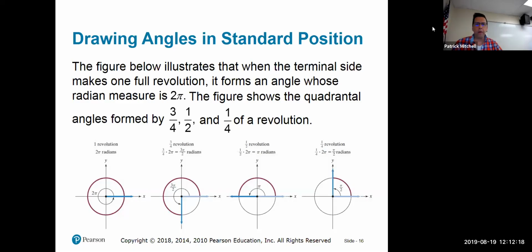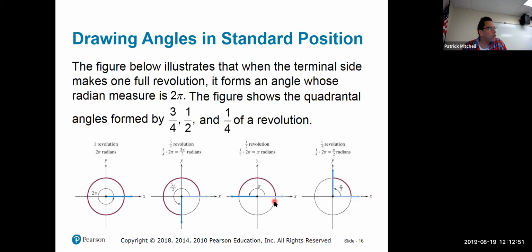All right, so now we get into drawing angles in standard position. Remember, we were just talking about radian measure and the unit circle. One full revolution of a circle is 2 pi radians. If you do half a revolution, that would be 1/2 of the 2 pi. That would be pi radians.